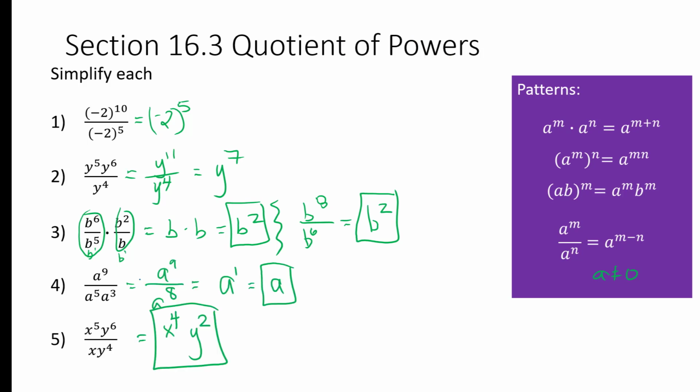Okay, for number 4, we've got a to the 9th divided by a to the 8th. And so that simplifies to a to the 1st, which we will just write as a. For number 5, we've got x to the 4th, because one of the x's canceled out. And we've got y squared, because 4 of the y's canceled out. We can't simplify that any further because these are not like bases.